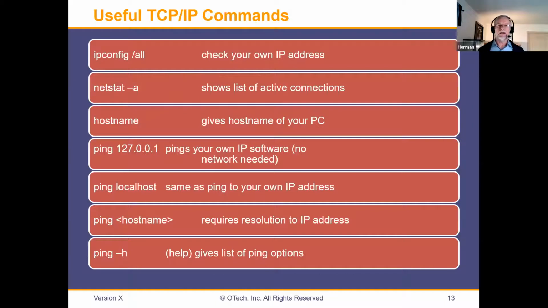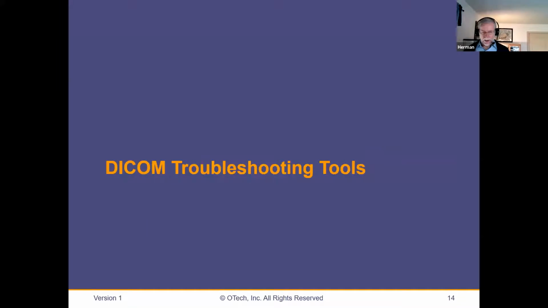So that you can at least troubleshoot the networking, because if the network is not working, then you don't need to necessarily go to the next step. So, okay, we have all these commands. We assume the network is perfectly right. We have a connection, right? We did a ping to the PACS. So what are some of the tools in case we have problems?